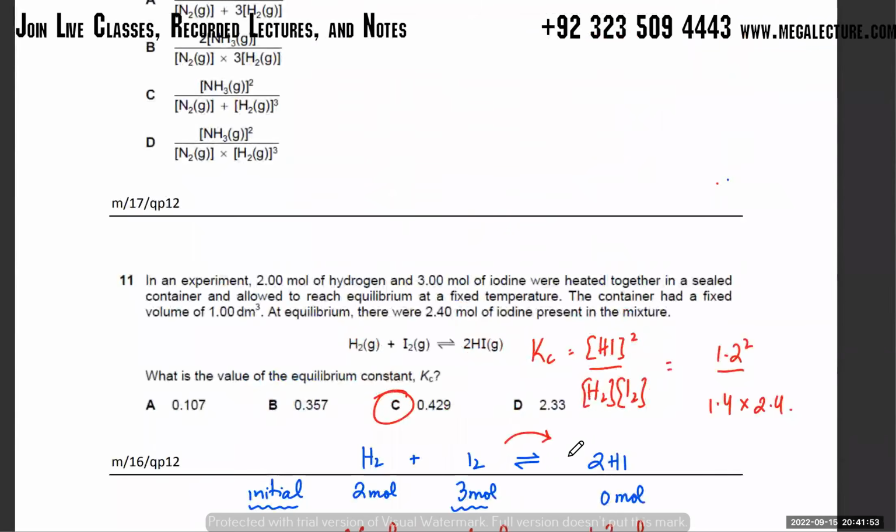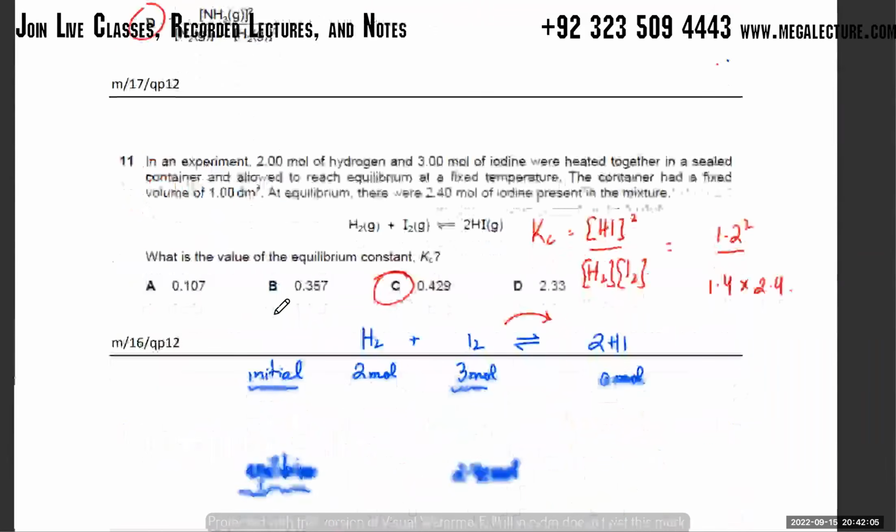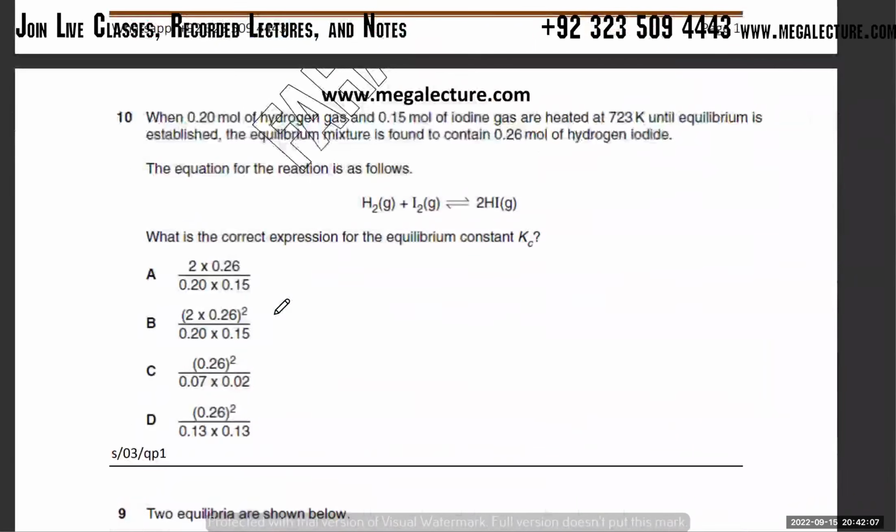Actually, the other one, the first one, is just about the Kc expression. So that's going to be this one, I mean, NH3 squared divided by N2 into H2 cubed. So they're being multiplied. Now this is kind of the same. It's the same exact question with different values. So you have H2 and I2, and it's an equilibrium with 2HI.